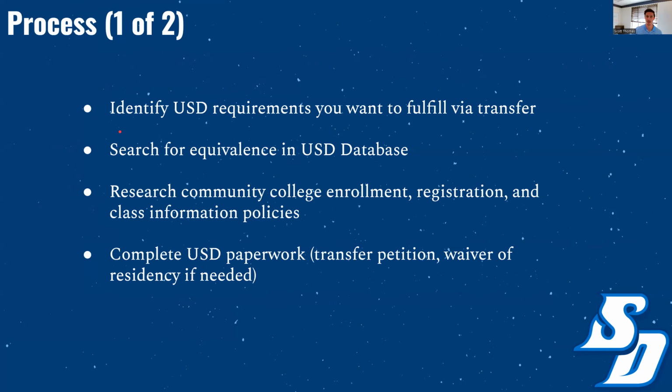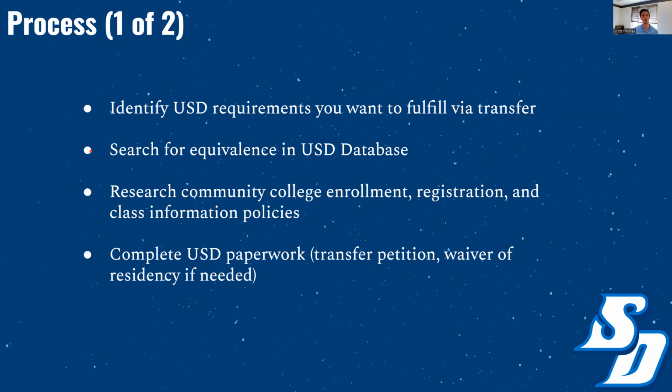So first thing you want to do, you want to identify your USD requirement or requirements that you want to fulfill via this transfer course. We're not just going to take something random, right? So maybe it's your calculus or your language or your science or lab or something else. You're going to want to search for equivalents in our USD database. I'm going to show you how to do that, but there's a lot of classes here that have been pre-approved as equivalent. I recommend you start there to save yourself a step, to remove one hoop that you need to jump through in order to get this transfer credit going for yourself, okay?